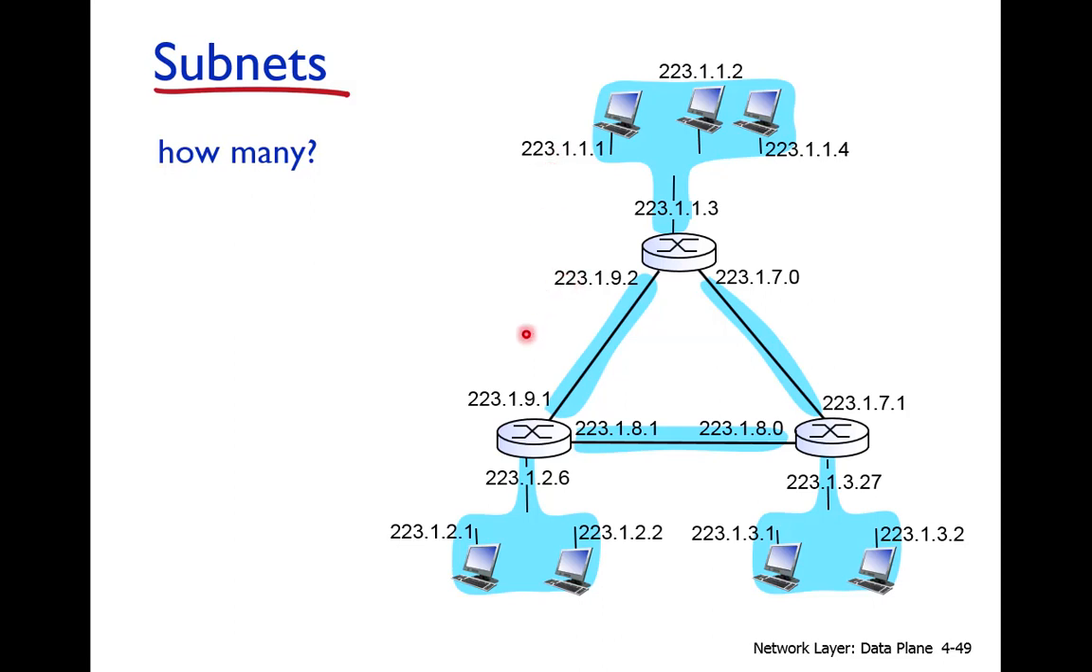Here this is also one subnet, because if you want to move from this house to this house, or from this house to this house, you don't have to move through routers. So 223.1.9 are the common prefix bits, the network part for this subnet. Similarly, this is another subnet, this is another subnet, and this is another subnet. So how many subnets do we have? 1, 2, 3, 4, 5, 6.